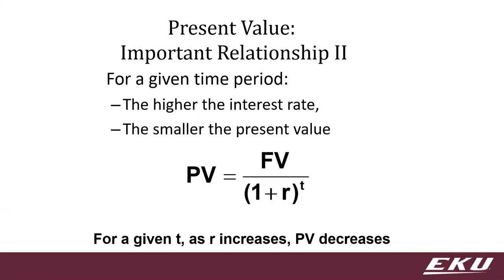Oh, I'm sorry, I'd already mentioned this. So if R increases, the same thing happens that we saw when time increased. So if you're discounting at a larger rate, or if you're discounting it over more time, then the present value will just continue to get smaller.